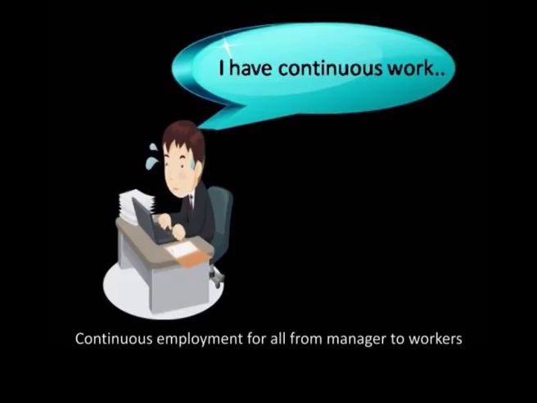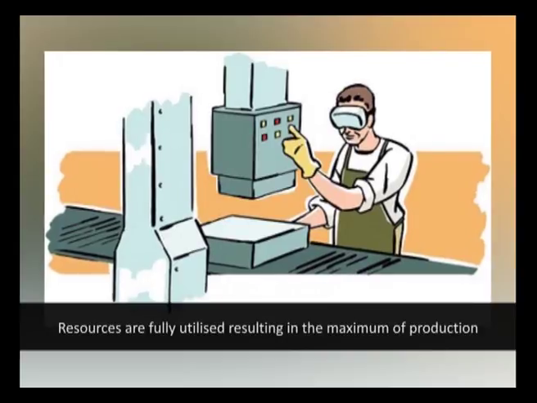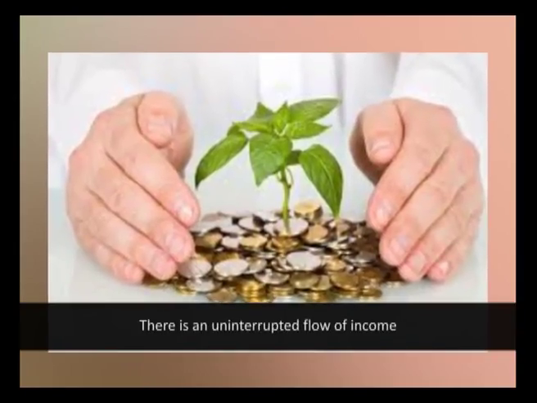Uninterrupted production. The most important benefit of industrial relations is that it ensures continuity of production. This means continuous employment for all, from manager to workers. The resources are fully utilized, resulting in the maximum possible production. There is an uninterrupted flow of income for all.